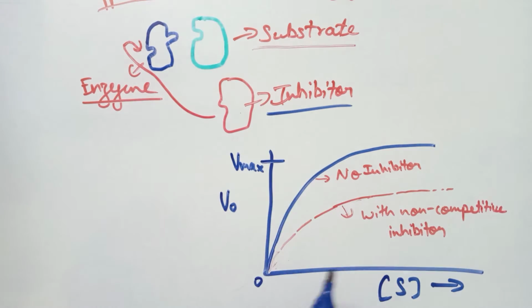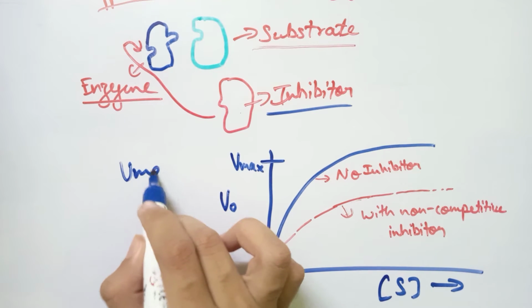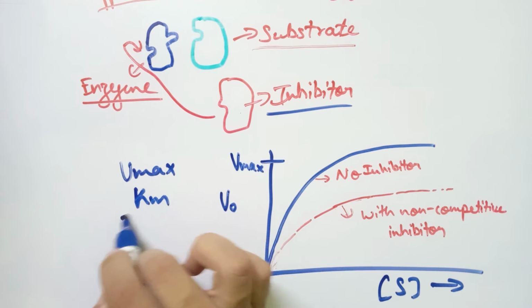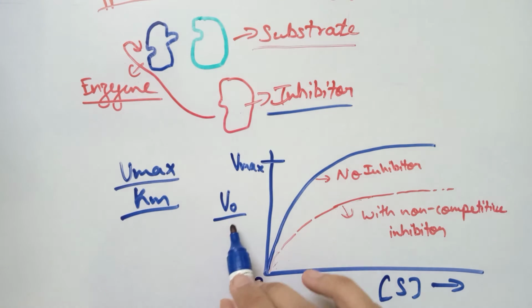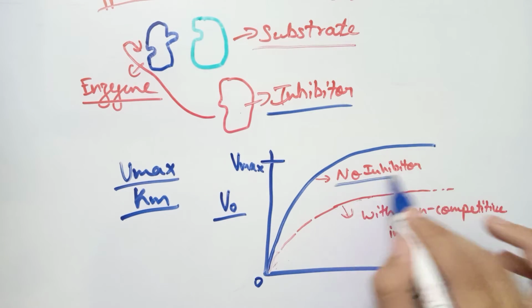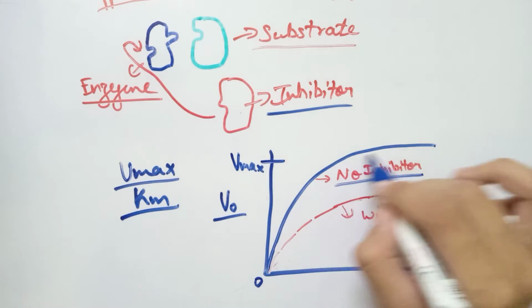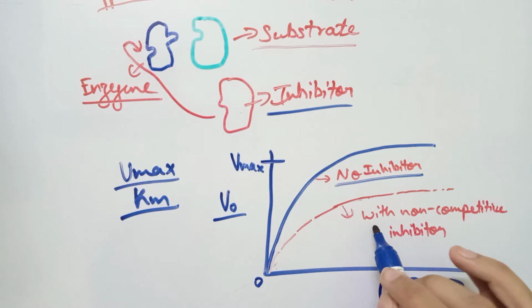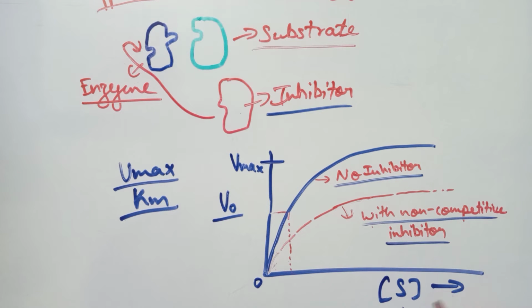And now when we look at the Vmax and Km value in non-competitive inhibition, we have to look at the rate of reaction versus substrate concentration graph. So basically the first reaction, where no inhibitor is present, is given by this, and the dotted line shows the presence of the non-competitive inhibitor.